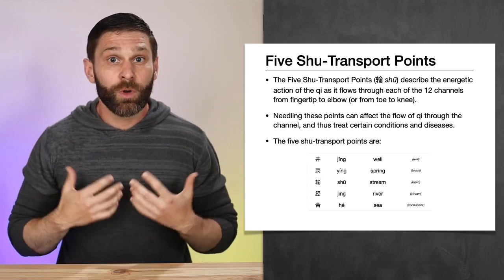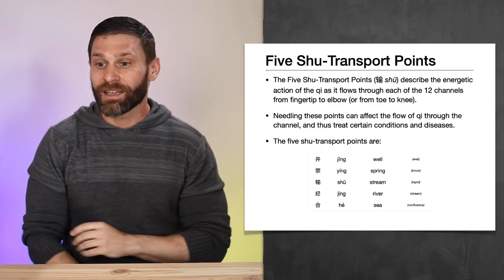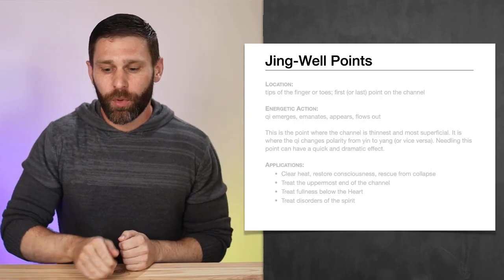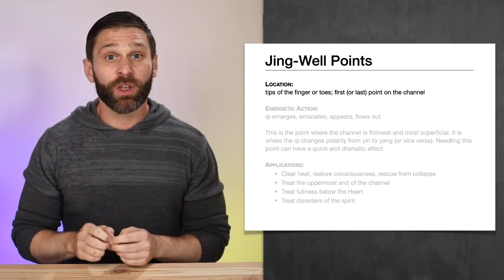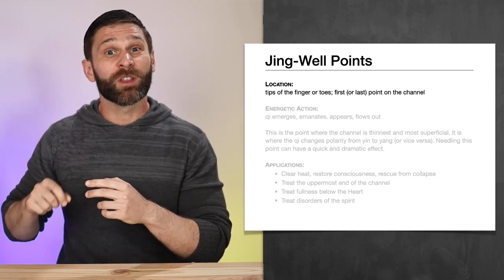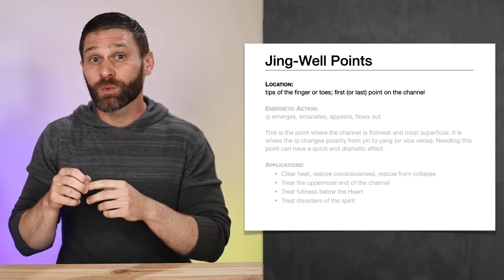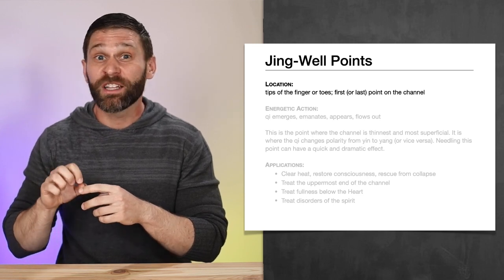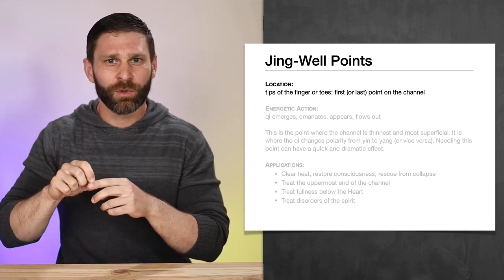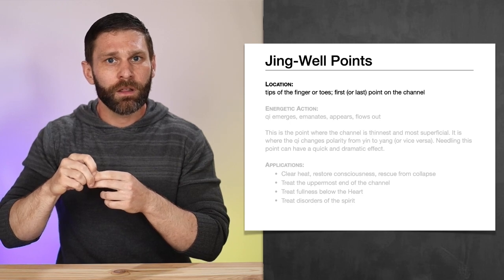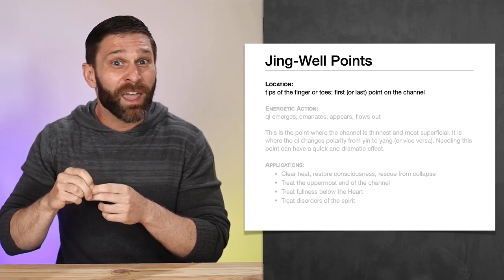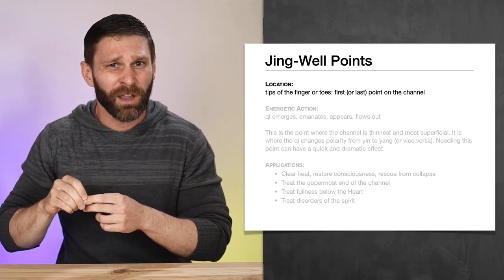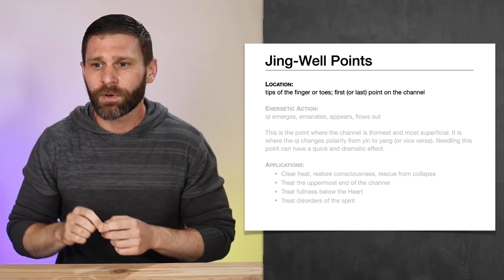So let's go through the characteristics and the actions of each of these points. So we start with the Jing-Well points. The Jing-Well points are located on the tips of the fingers or the tips of the toes. And so again, this is where the channel starts. It's where the channel is very narrow and very superficial. It's right at the surface. And you can even see when you press near the fingernail, the skin is not very deep. You can't press in very far, versus if you press in the elbow, you got a lot of meat here. Here you can kind of feel that the channel's got to be pretty narrow and pretty superficial.